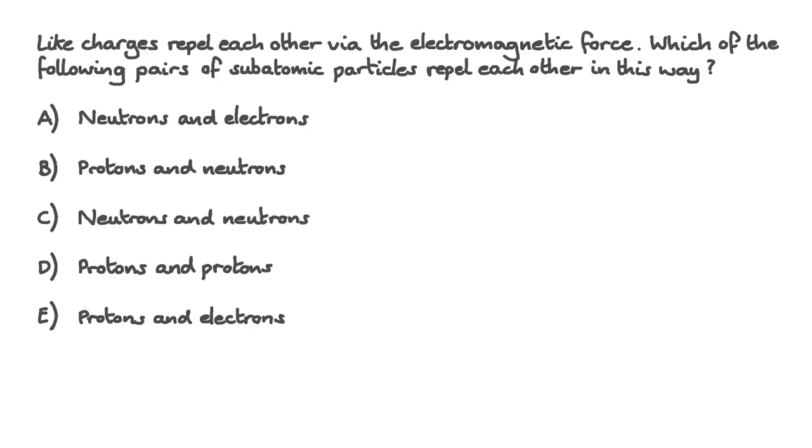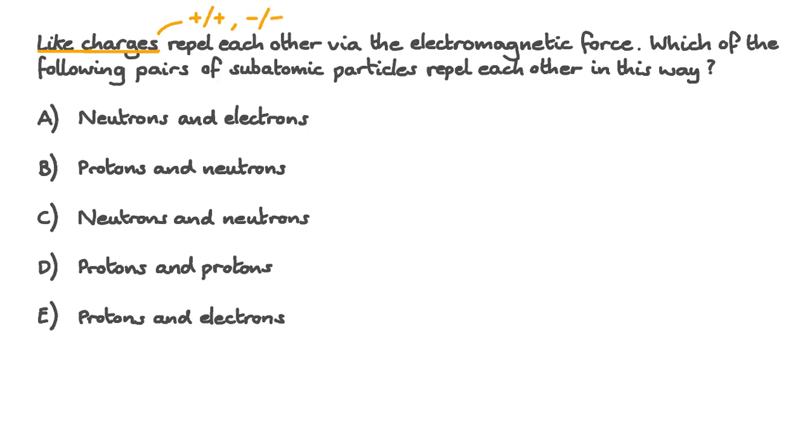Like charges repel each other via the electromagnetic force. Which of the following pairs of subatomic particles repel each other in this way? A. Neutrons and electrons. B. Protons and neutrons. C. Neutrons and neutrons. D. Protons and protons. Or E. Protons and electrons. There are two types of charge, positive and negative charge.